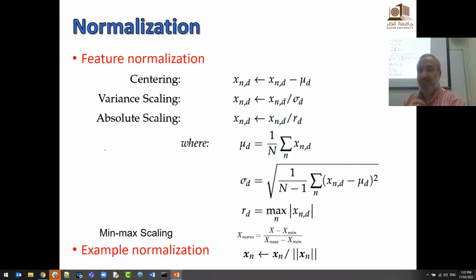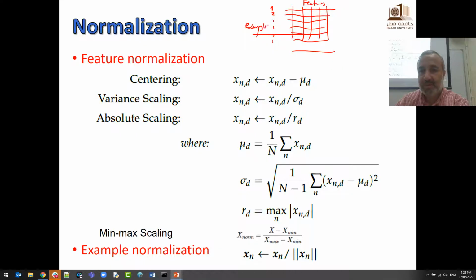There are many different ways of doing this normalization. There are two types actually. If you envision the training data like this, every line here is an example: example 1, example 2, and so on. And the columns are the features. So rows are examples, and columns are features. Normalization has two types. The first one is called feature normalization, which deals with complete columns. So we'll change the values of a complete column, which means changing the feature value for every example, for one feature. That's what we mean by feature normalization.